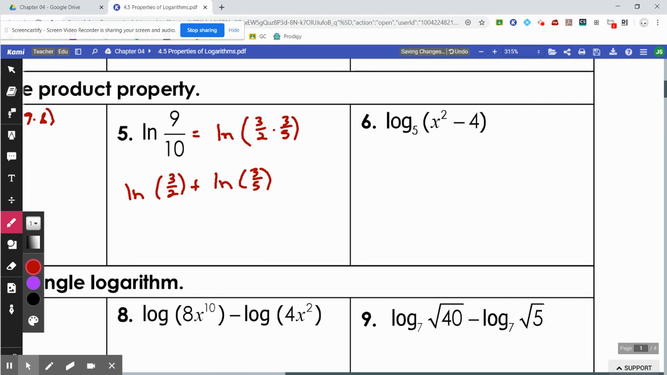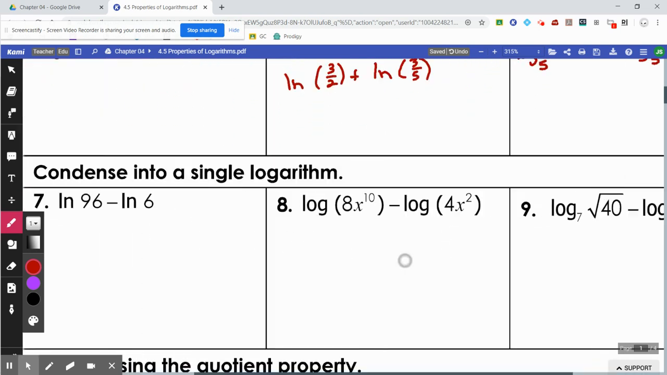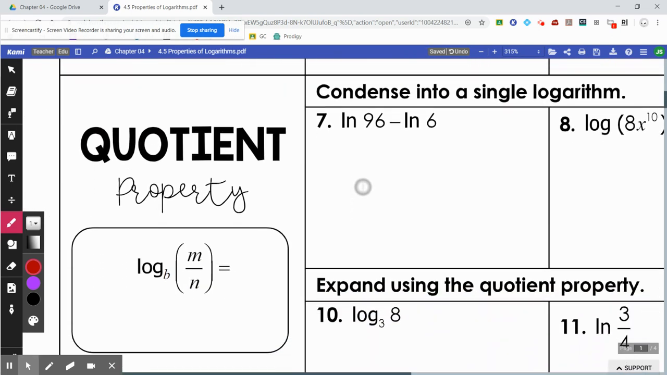Log base 5 of x squared minus 4. Now, first thing I noticed about x squared minus 4 is we could factor that, and that is difference of squares, factors into conjugates. X times itself gives you x squared, 2 times itself gives you the 4. So this is log base 5 of x plus 2 times x minus 2. So we could split that into log base 5 of x plus 2 plus log base 5 of x minus 2.